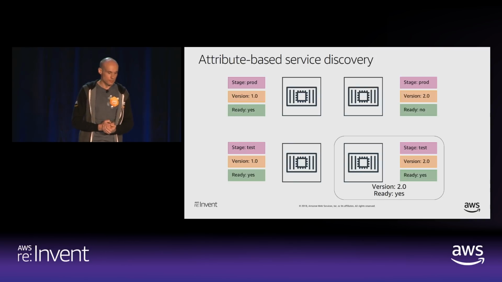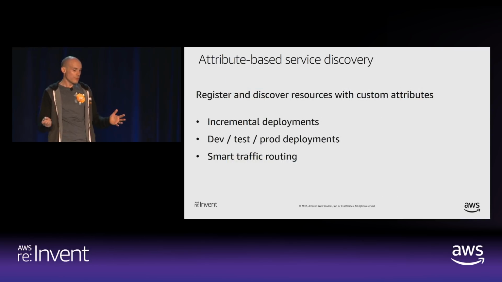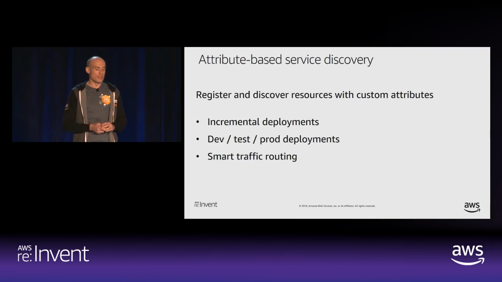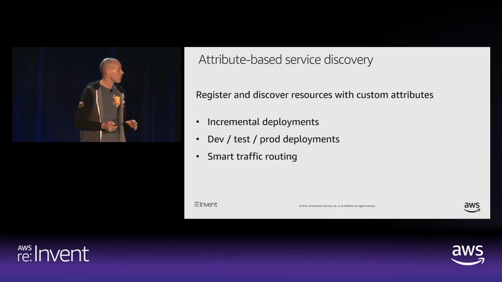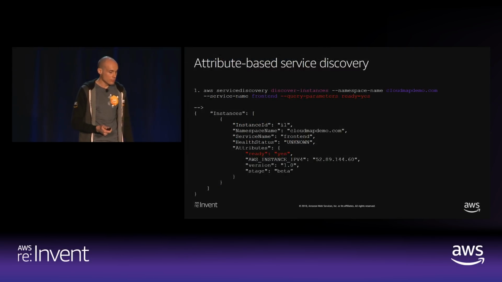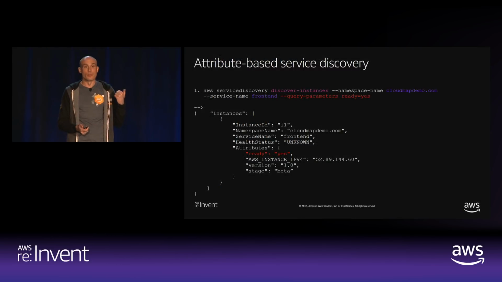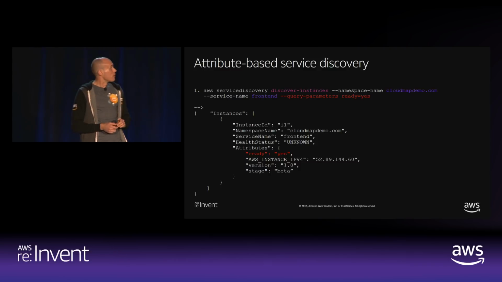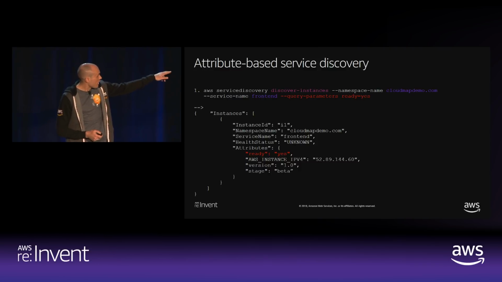Easy and intuitive. So what does it give you? Well, obviously, you can work with incremental deployments. You can work with deployments in multiple environments. And of course, it enables smart traffic routing, something that I'm going to touch on a bit later. That's really cool. That's an example of that API call. I supply my query parameter ready equals yes, and yeah, I'm getting just one endpoint that corresponds to that particular query.